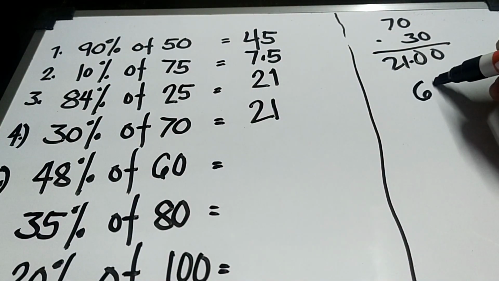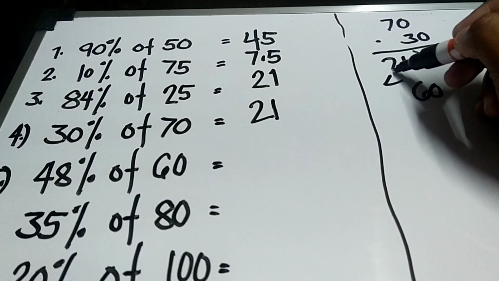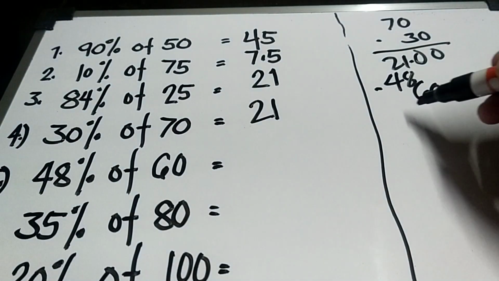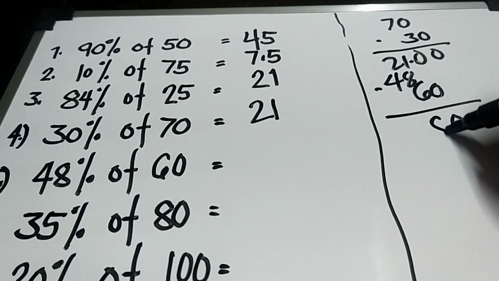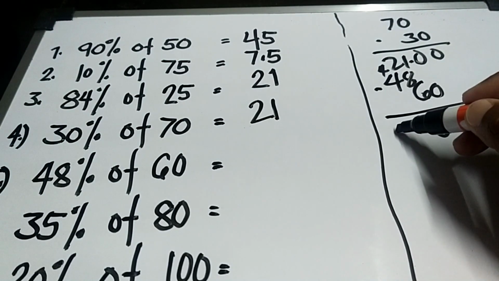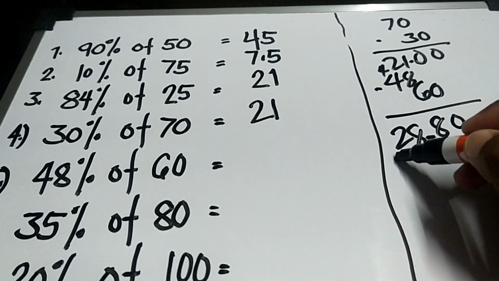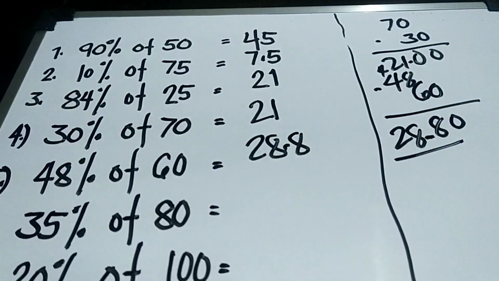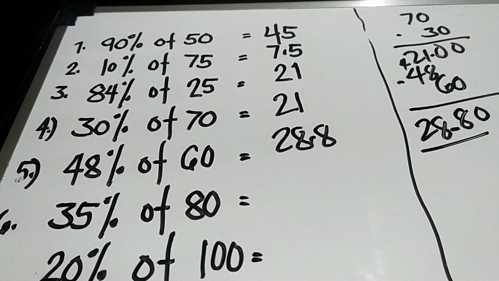Okay, so what is the 48% of 60? So this is 60 times 0.48. Okay, I will put here 8, 0. 6 times 8 is 48, carry 4. 6 times 4 is 24, plus 4 is 28. So therefore this is 28.8.